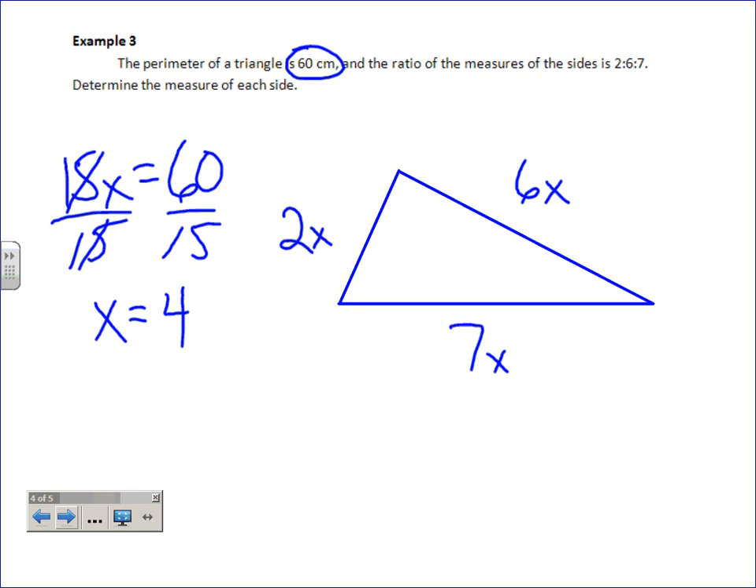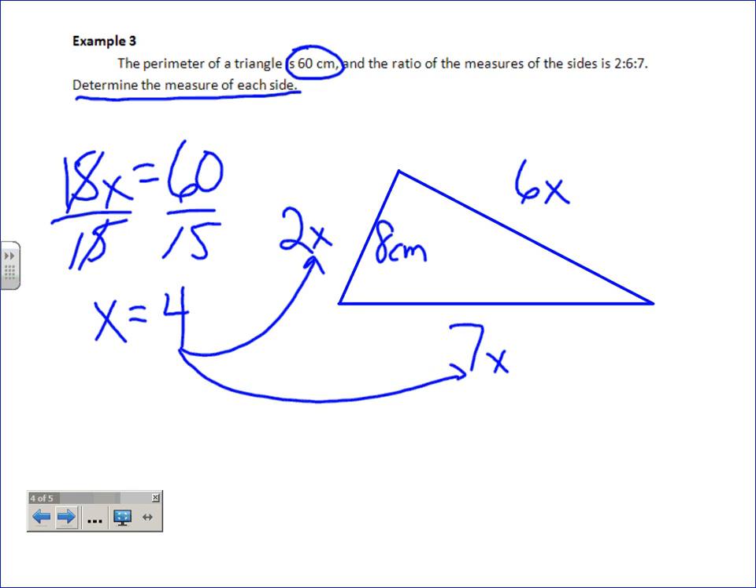Again, if this was an algebra class, 4 probably would be the answer to the question. You'd be done. But being in geometry, it has determined the measure of each side. So all you have to do then is put 4 back in. So this side right here is 8 centimeters, correct? This side over here is 28 centimeters. And the last one is 24 centimeters.